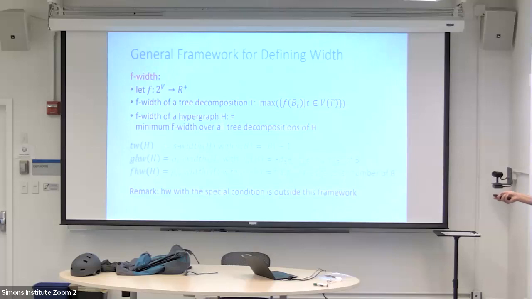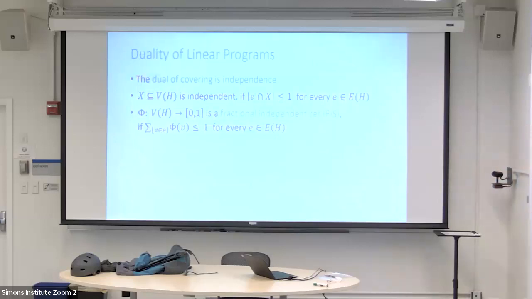For tree width, we see it nicely fits into this framework because the function lowercase f just takes the cardinality of each bag minus 1. Generalized hypertree width just takes the integral edge cover number of each bag as the function. And fractional hypertree width just takes the fractional edge cover number of each of the bags. Hypertree width with the special condition does not fit into this framework. Now Grohe and Marx observe that the dual of covering is independence.